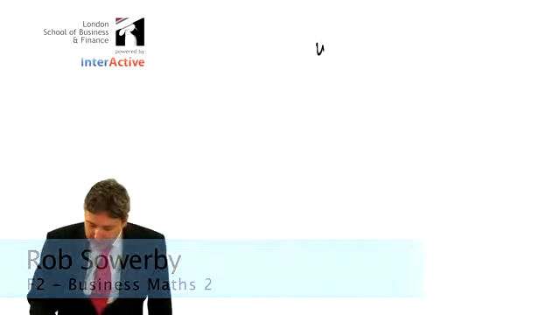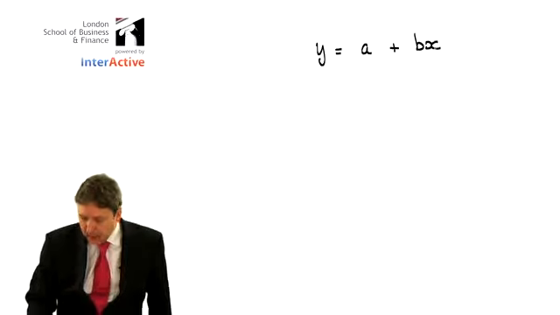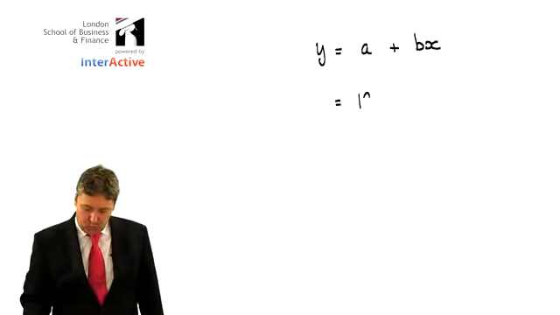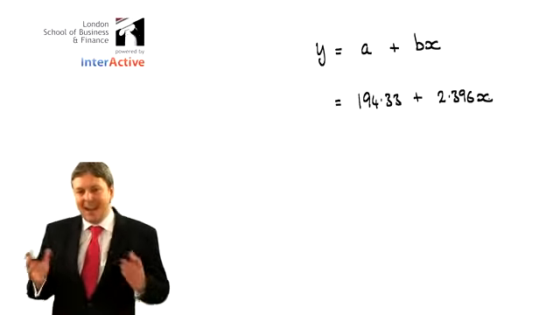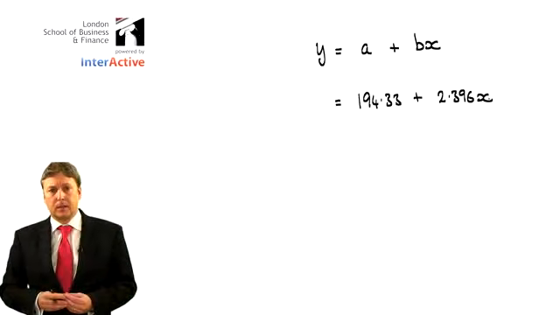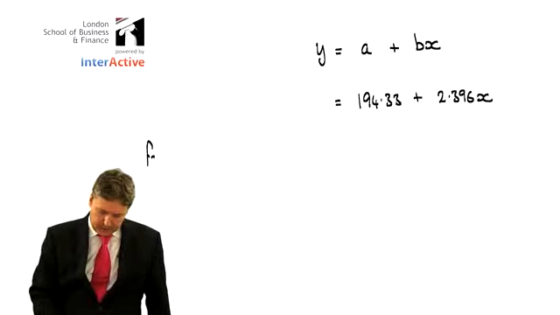So given that we have our equation, we've now been able to express the information in the form of y equals a plus bx, equals 194.33 plus 2.396x. We're now able quite easily to do a whole host of other things. Firstly, let's just look at the forecasting idea.